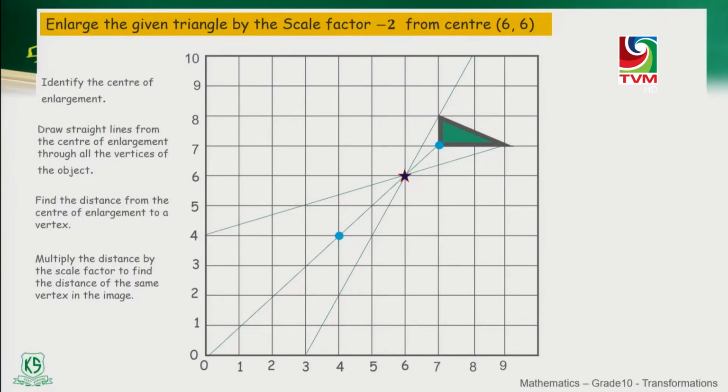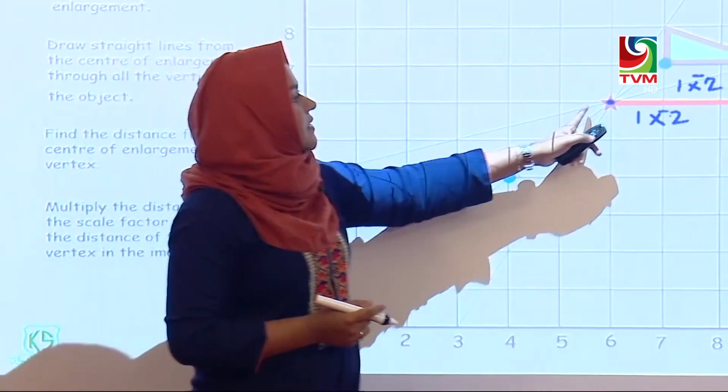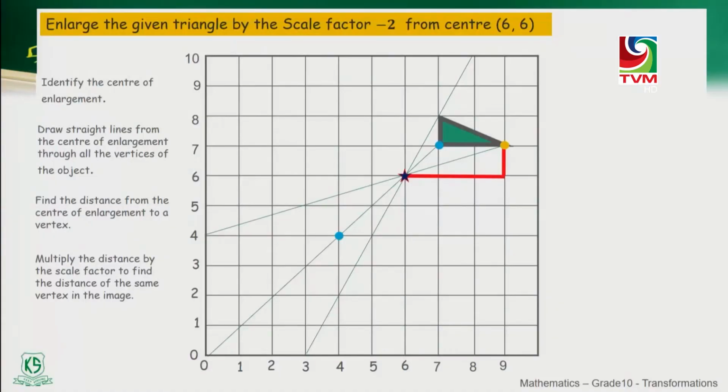Now we are going to follow the same steps to draw the remaining vertices of the object. Identify a vertex. Check the distance from the center of enlargement. Now from the center of enlargement to the point here, we have across 3 and vertically we have 1 square. So multiply it by the scale factor. Scale factor is -2, so 3 times 2 is 6. To the opposite side you are going to take 6 squares, and upwards we had 1 multiplied by 2 gives you 2. Since -2, downwards we are going to take 2 squares. So this is where the same point on the enlargement is going to be.